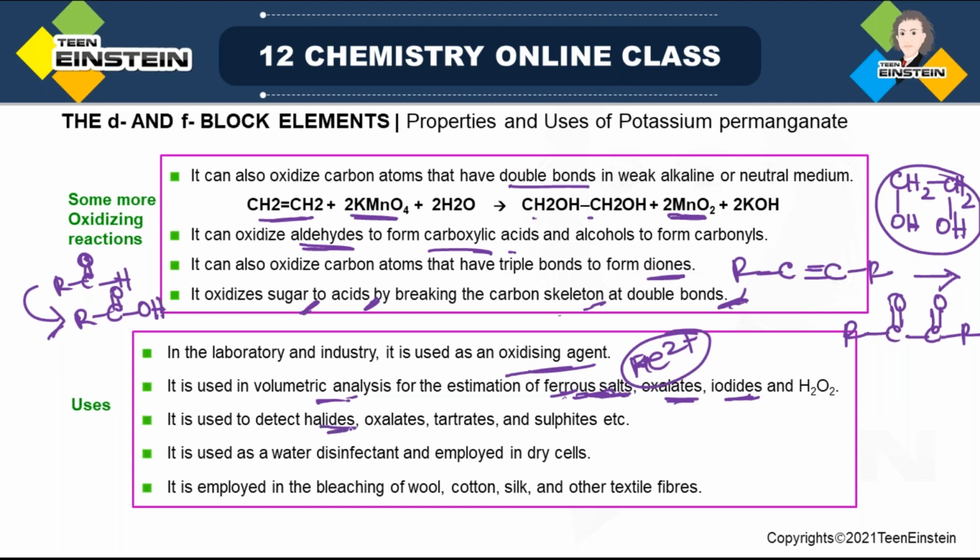Then it is used to detect halides, oxalate, tartrate and sulfite, because in all these cases it will act as an oxidizing agent, and all these compounds will be oxidized: halide will be oxidized, oxalate will be oxidized. So there will be some change which will help us detect these ions. It is used as a water disinfectant and employed in dry cells, and in bleaching of wool, cotton, silk and other textile fibers. So we can understand from this table that it has very large applications.